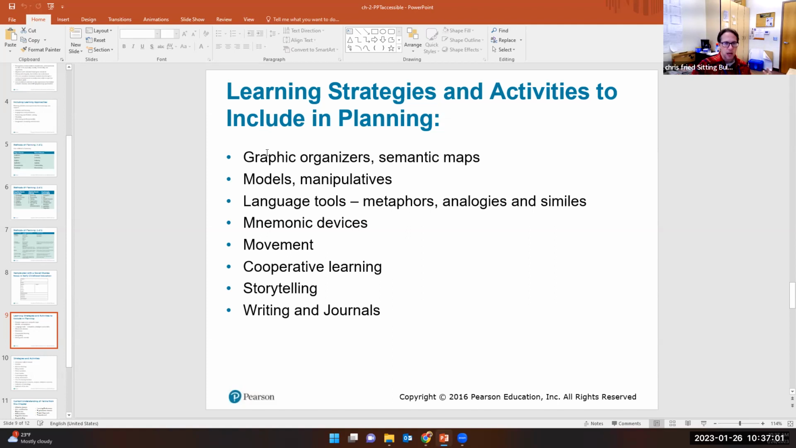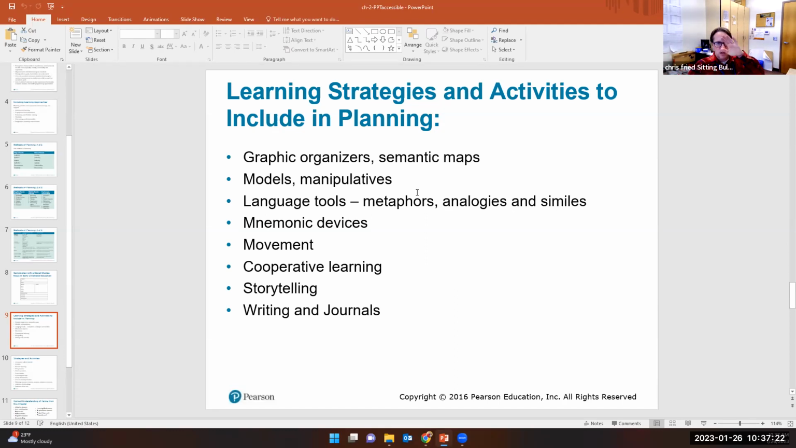So if we take a look at graphic organizers and semantic maps. Graphic organizers are a way to organize information so that it's a little bit easier to remember. This can be a simple, one slide, one page graphic organizer, or it can be multiple pages, slides, etc.